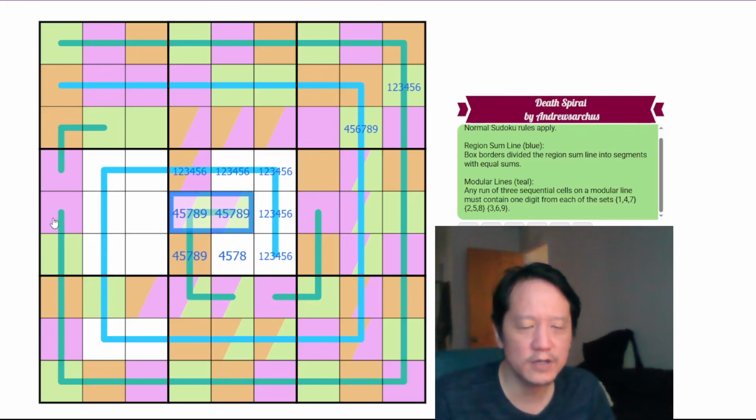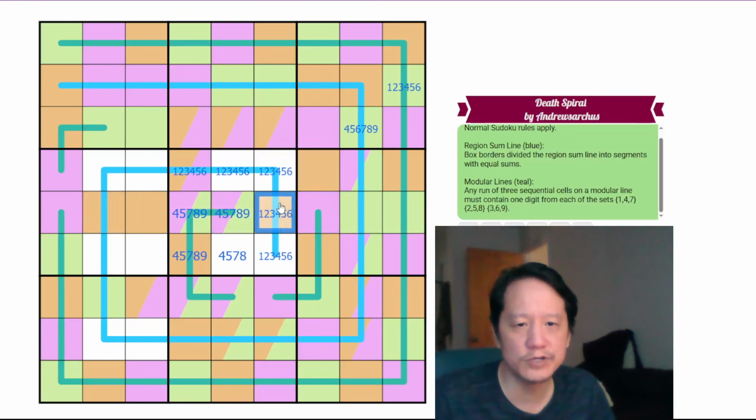One of these is pink. This is pink, that's pink. That's 3 pinks in row 5. This cannot be pink, therefore it's green. We have 3 greens now in row 5, so the rest are orange. So these are all orange.